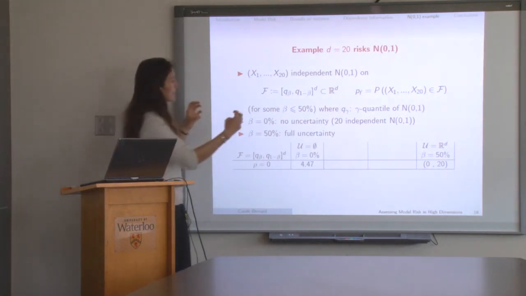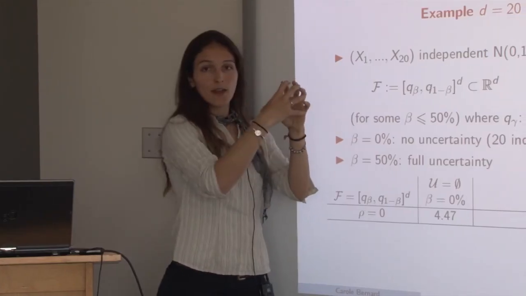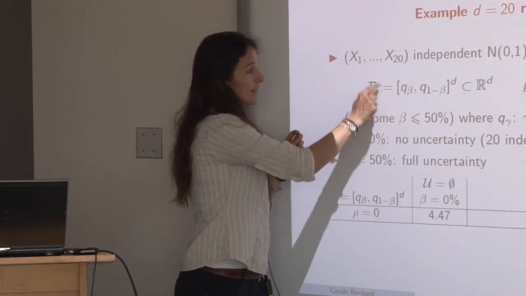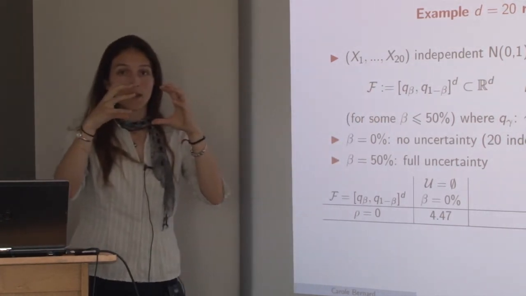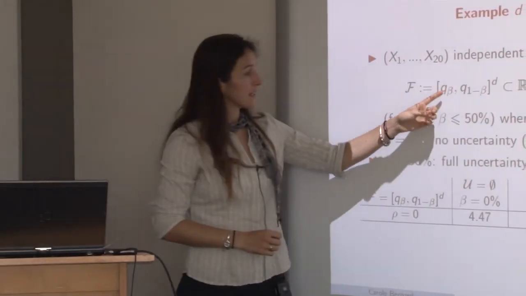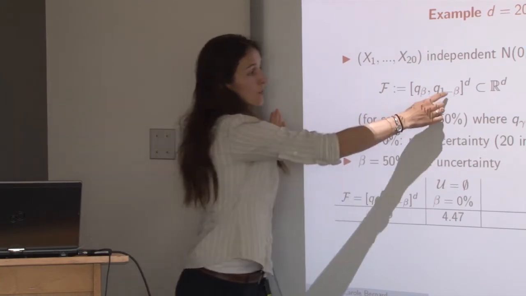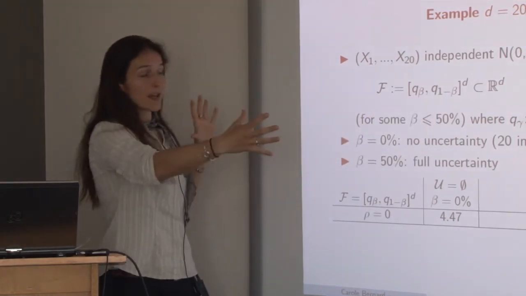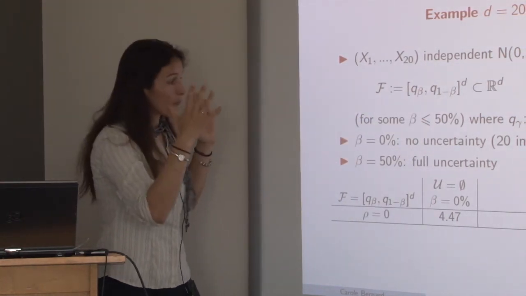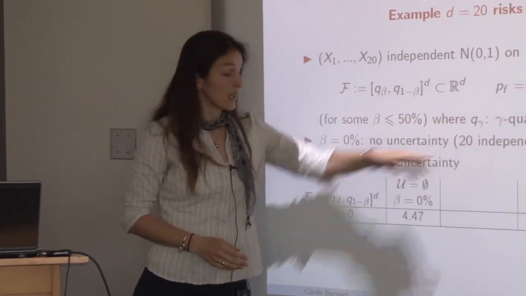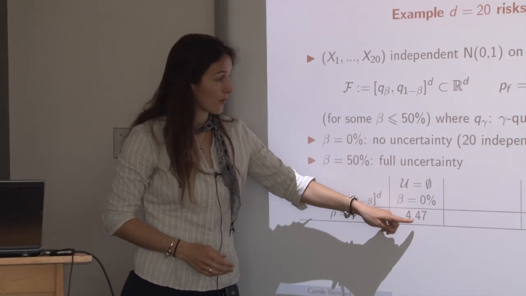Depending on how big the cube is, this is a 20-dimensional cube, and this F is my trusted area. If beta is equal to 0, it's actually the quantile at 0 and the quantile at 1. So this covers the full area. That means that you fully trust the model. There are 20 independent normal 0, 1. If you compute the variance, it's 4.4.